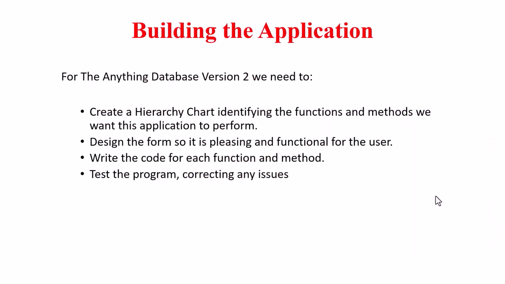So when we build this application, the Anything Database version 2, we need to create a hierarchy chart, identifying the functions and methods we want this application to perform. So we want to do some thinking ahead of time, figure out what we need it to do. It's a little upfront work. We also want to design a form so it's pleasing and functional for the user. We want to write the code for each function and method. That's our coding piece. And test the program, correcting any issues.